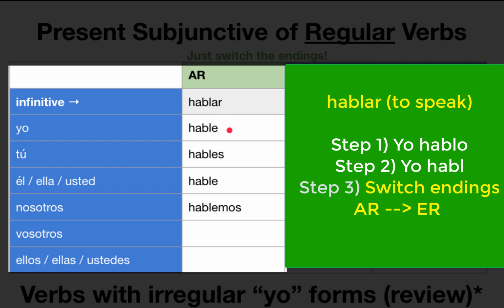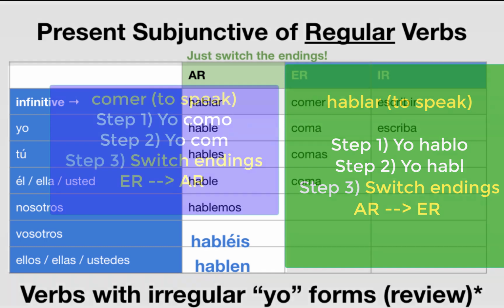So we've got yo hable, tú hables, él hable, nosotros hablemos, and then hopefully you can intuit that the next one is going to be vosotros hables, and finally ellos hablen.